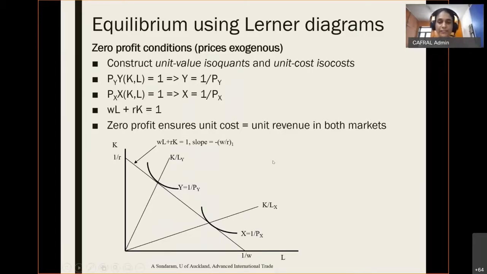So what I am telling you from this diagram is if you give me Px and Py, I can draw these isoquants, right? Because once I know what Px is and Py is, I know what these isoquants look like. Once I draw these isoquants, there's only one way in which the W over R line can be tangent to both. So once I see what that W over R line is, then the slope is fixed, right? There's only one way I can draw that line, and that is going to fix the W over R.